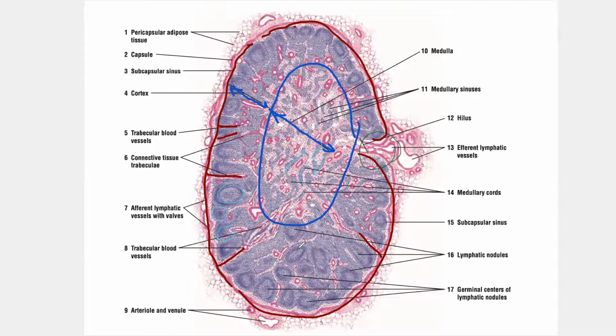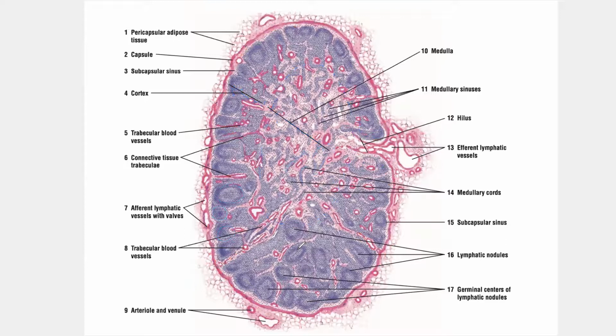And if we want to talk about the flow of lymph, you have the flow of lymph like this. The lymph comes by afferent lymphatic vessel. It goes to the subcapsular sinus, then trabecular sinus, then medullary sinus, and then it comes out by the efferent lymphatic vessel. So pay attention.